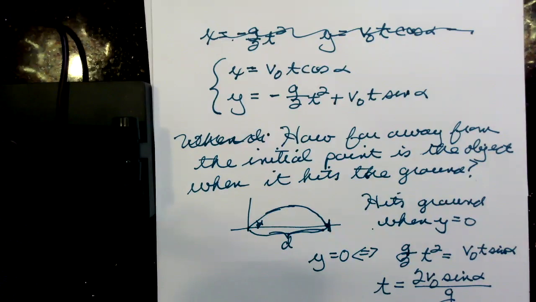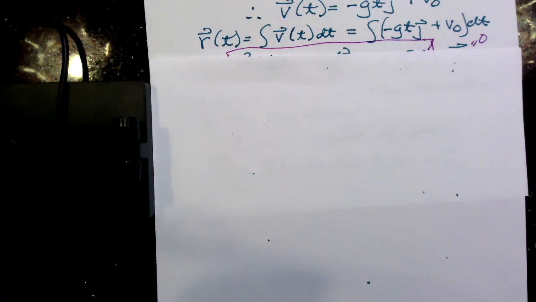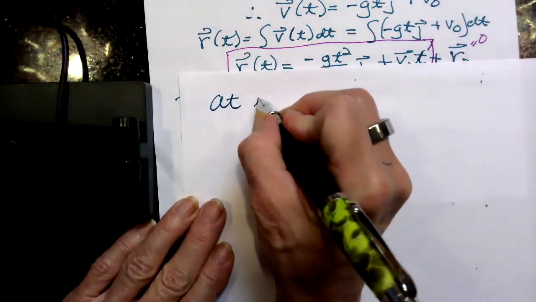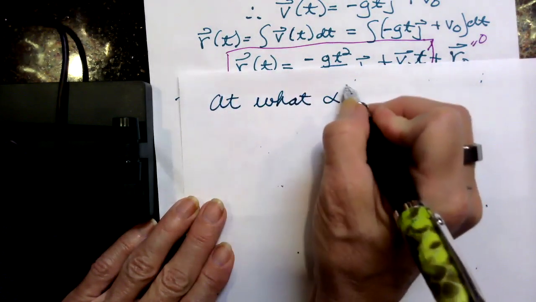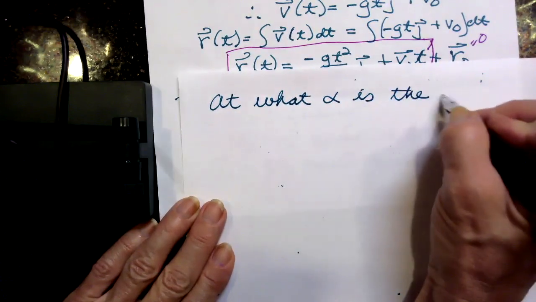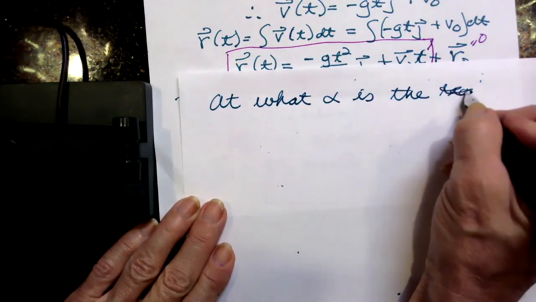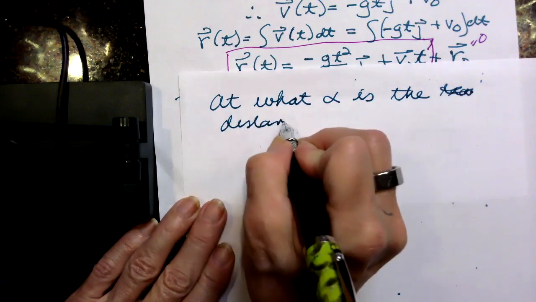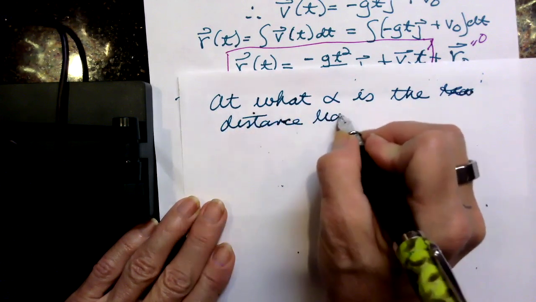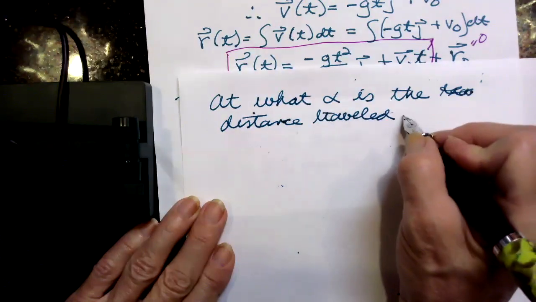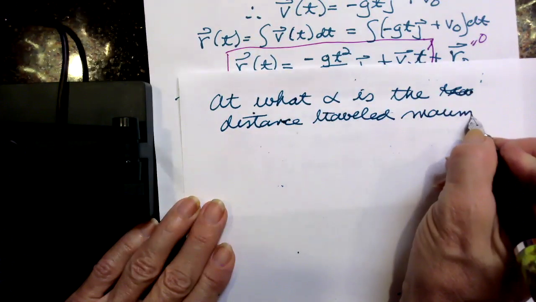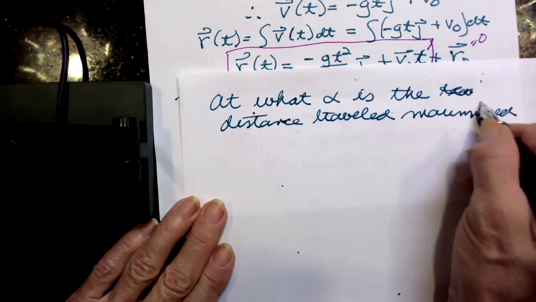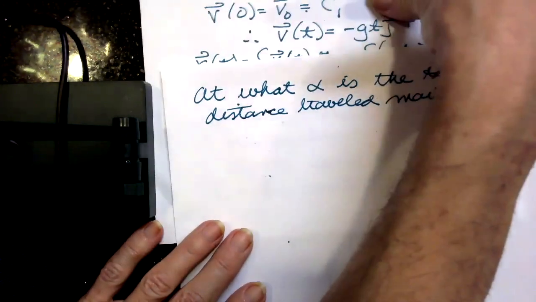Okay. So one final question on this. Suppose I ask you, at what angle alpha is the distance traveled maximized? And let me move this paper from behind. It's a little distracting to see that.